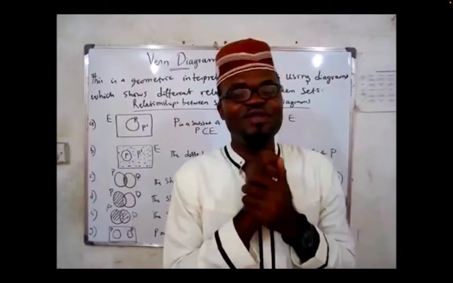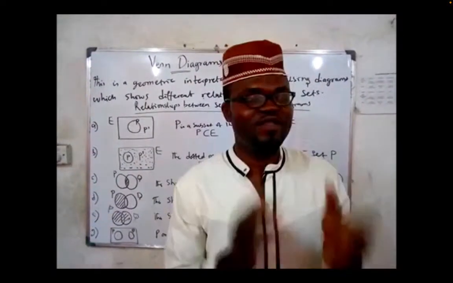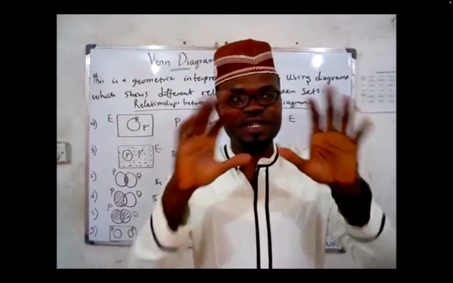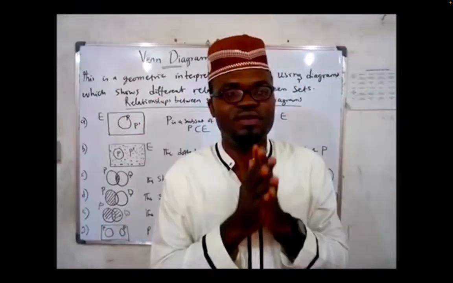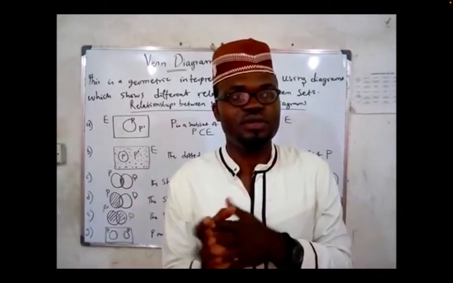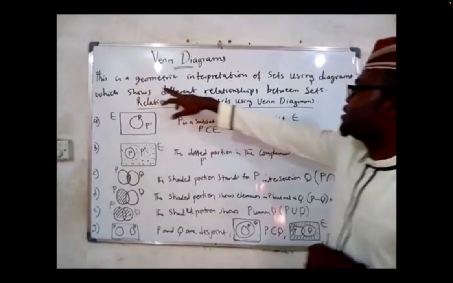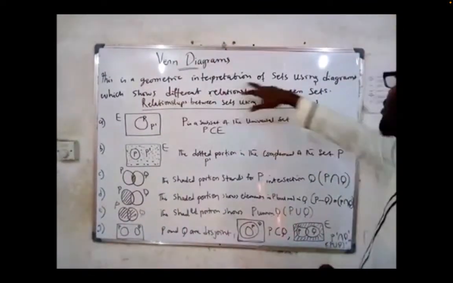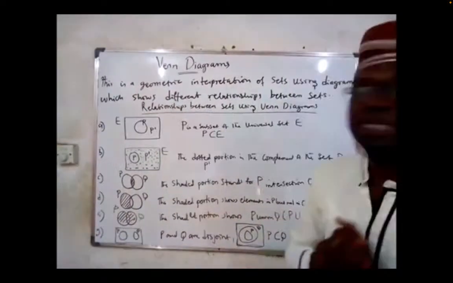So anytime you're representing sets with circles or spheres, and you're representing the universal set with a rectangle, we'll call such representation a Venn diagram. So a Venn diagram is a geometric interpretation of sets using diagrams which shows different relationships between them.